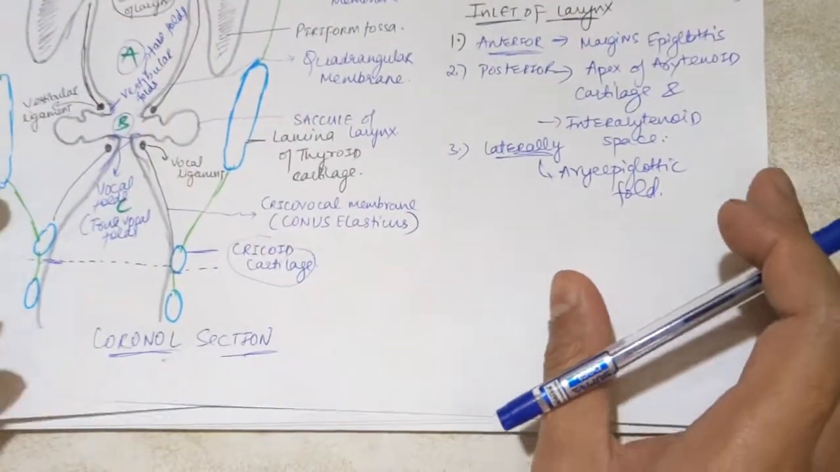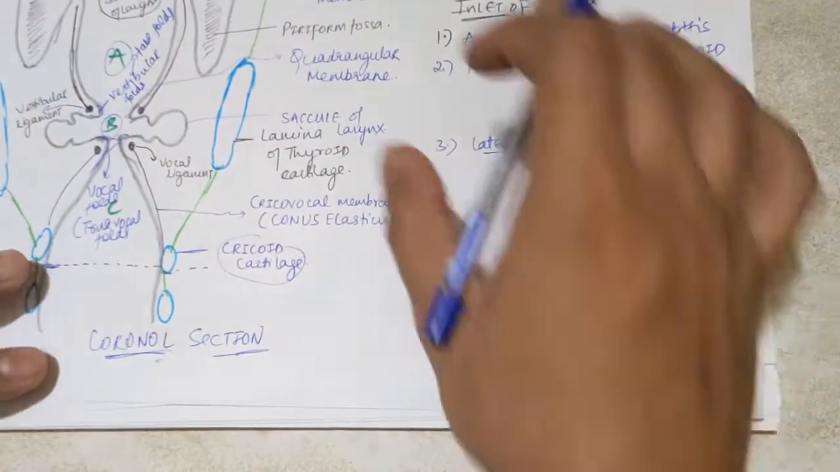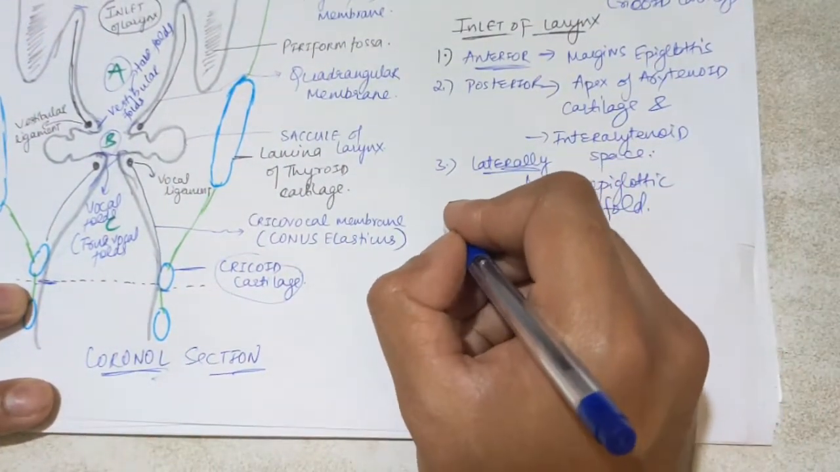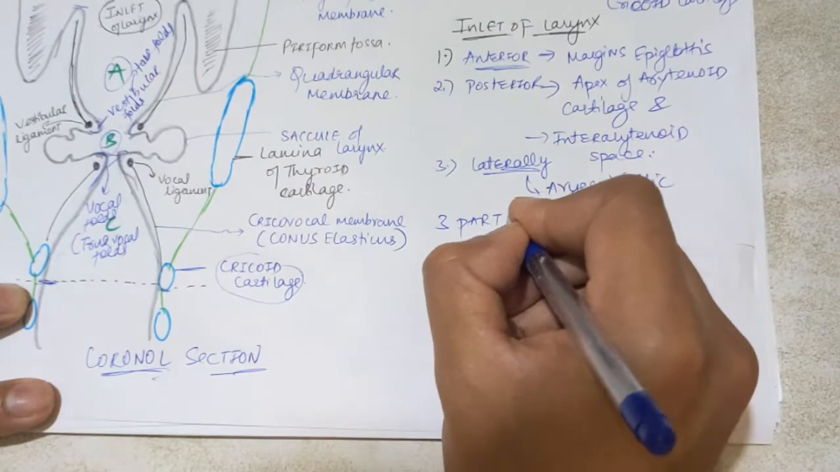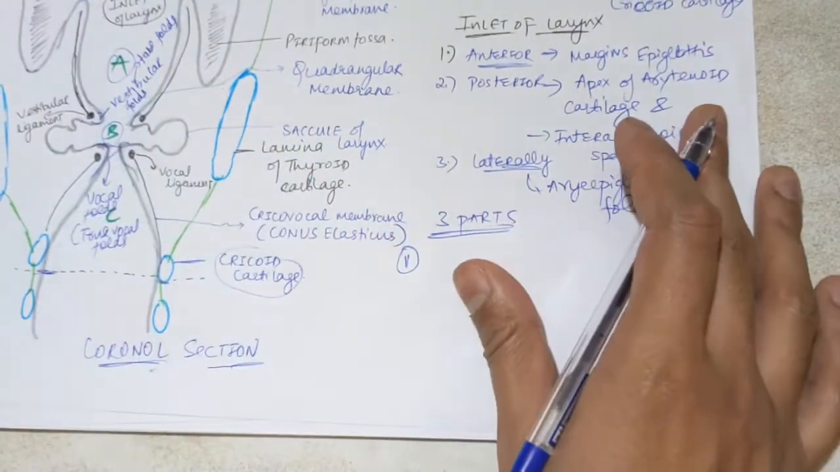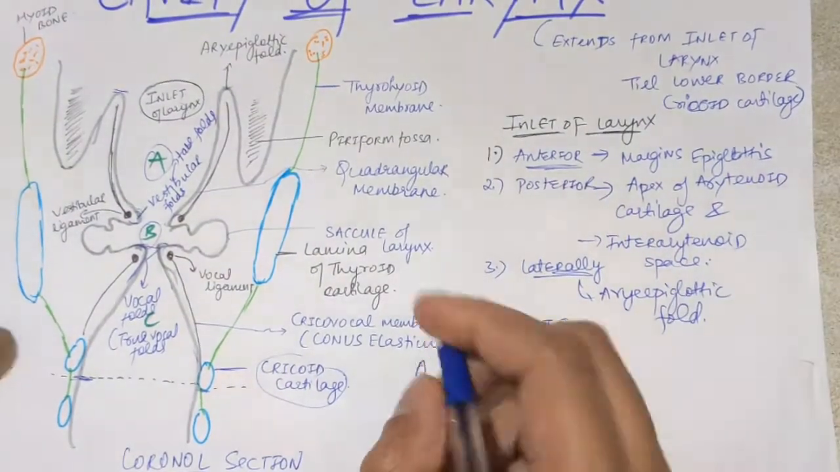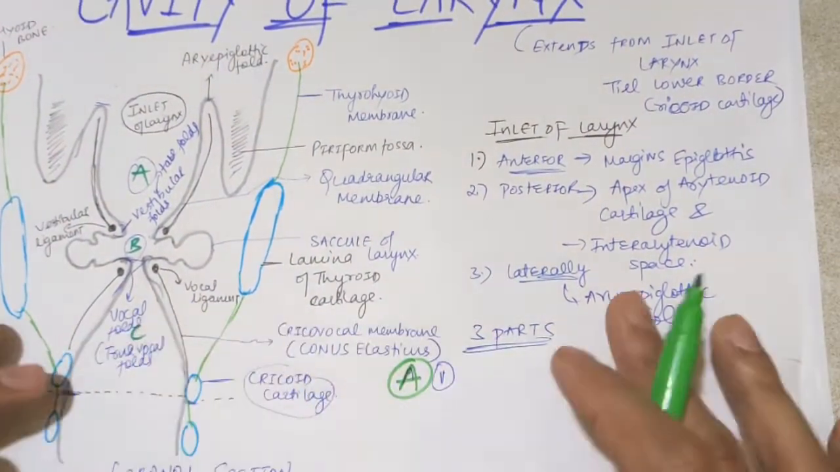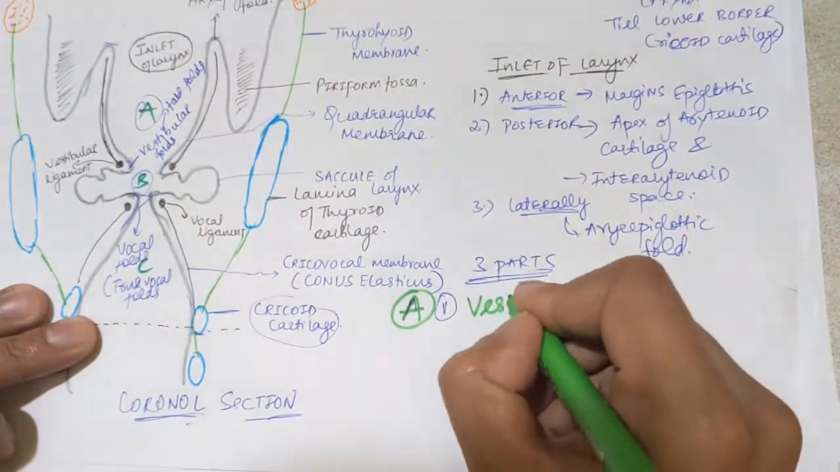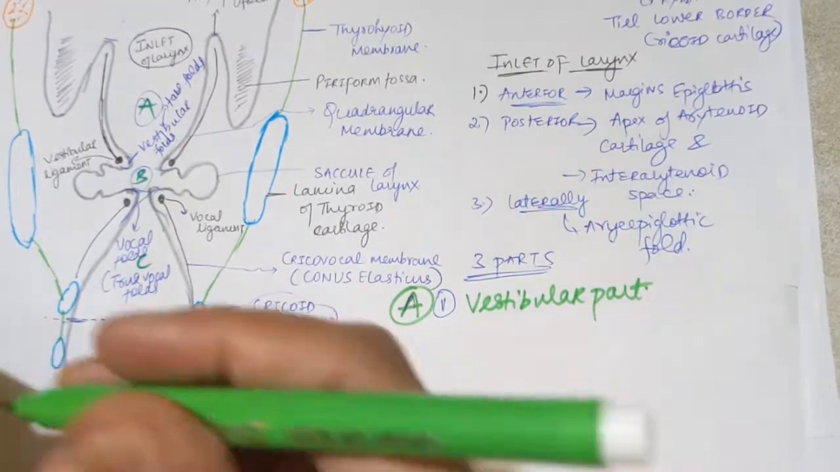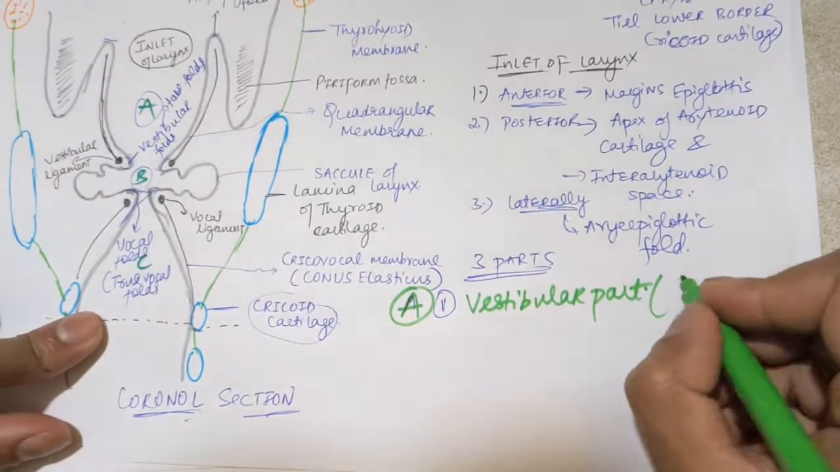So now come to the first part. This cavity is divided into three parts. The first part is this A1, this green one. A1 is your vestibular part, and it is also called the supraglottic part.